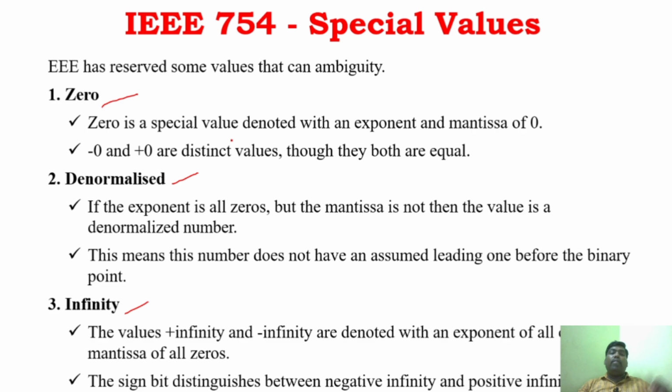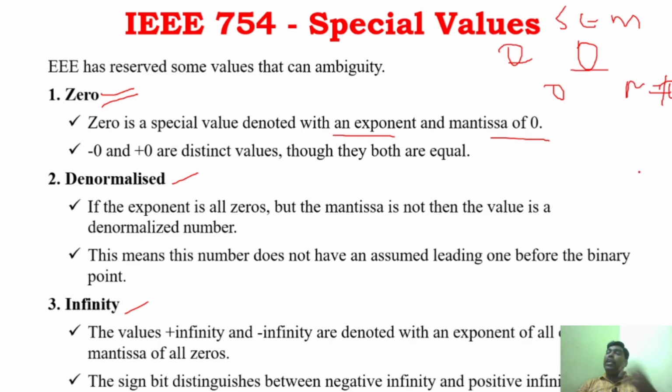You can see the 0 will be represented when both exponent and mantissa are 0, right? You know the representation is sign, exponent and mantissa. If exponent and mantissa are 0, then that is used to represent 0, right? And similarly, if the exponent is 0, but mantissa is not equal to 0, then that is a denormalized number.